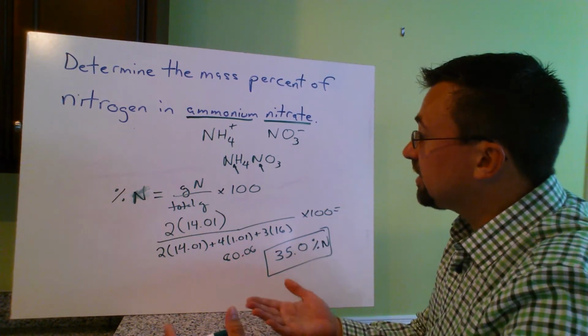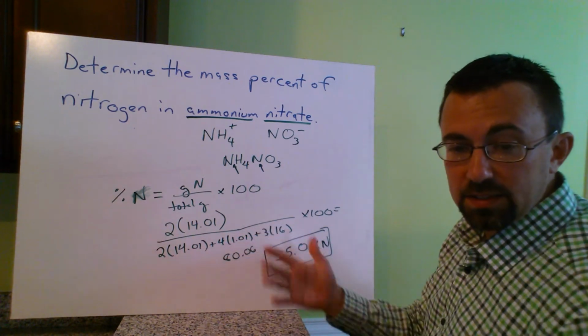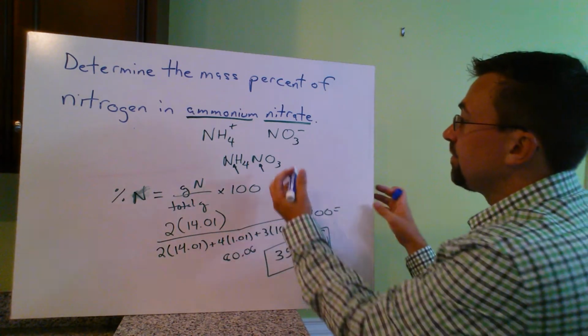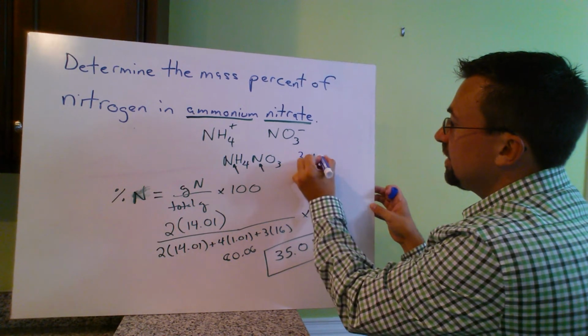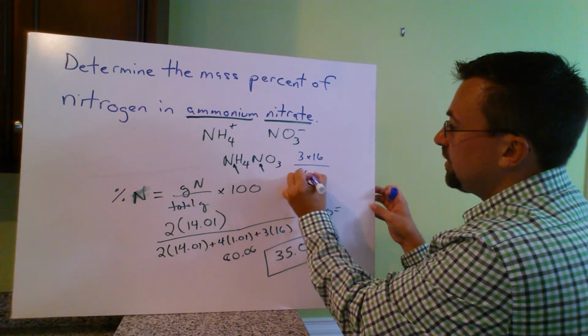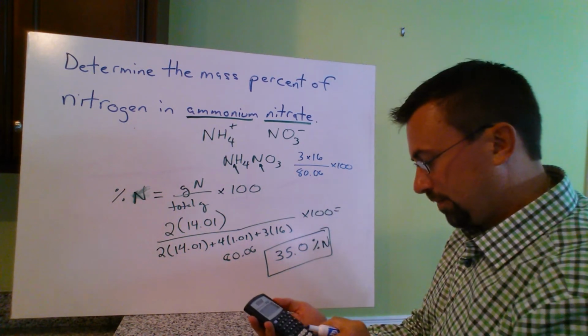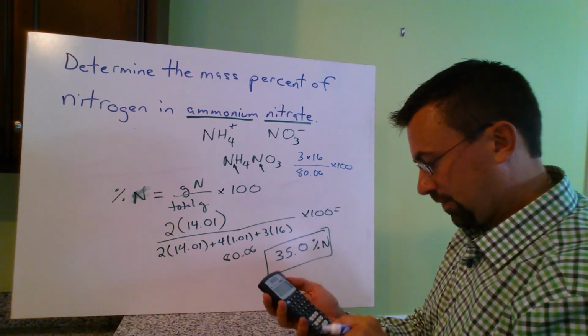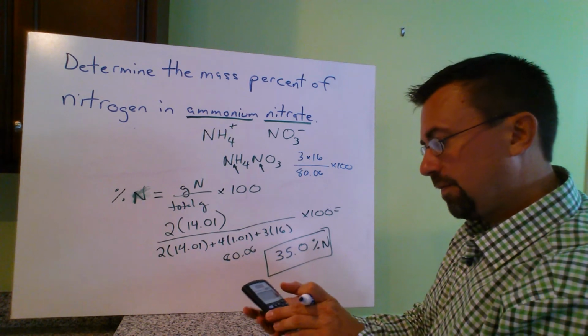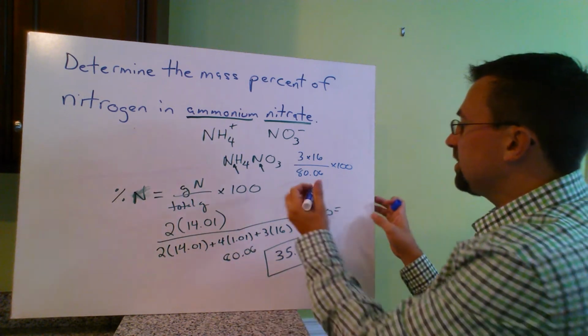If we want to do this for oxygen, the bottom would stay exactly the same. So if we did this for oxygen, we would just take 3 times 16 over 80.06 times 100, and we would get 60.0%.